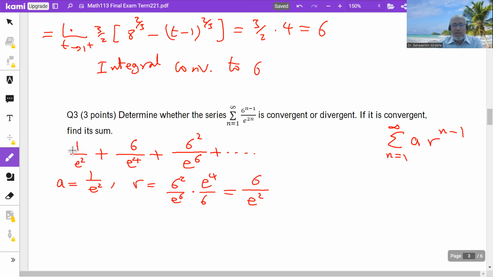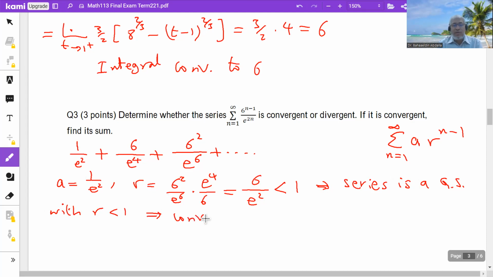Okay? If you multiply this by 6 over e squared, you get this one. Multiply by 6 over e squared, you get this one, and so on. Now, is r less than 1 or greater than 1? You can check that e squared is more than 6. So this is less than 1. So the series is a geometric series with r less than 1. So it is convergent.